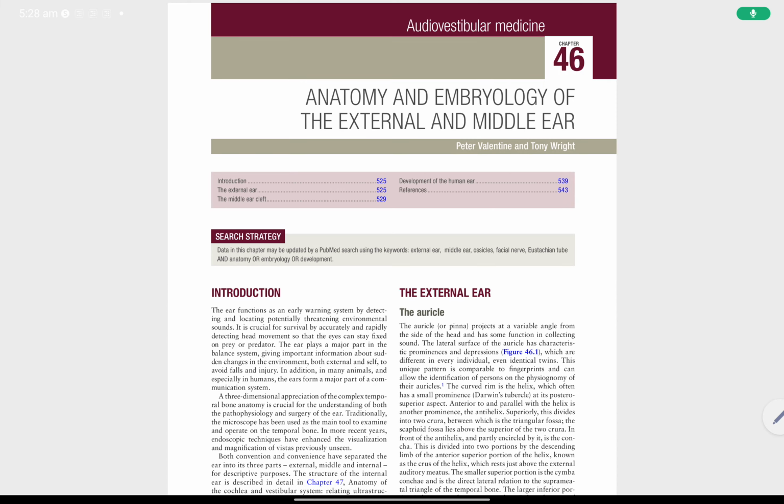Scott Brown's Otology, Audiovestibular Medicine, Chapter 46, Anatomy and Embryology of the External and Middle Ear. Here we are going to discuss the middle ear cleft.